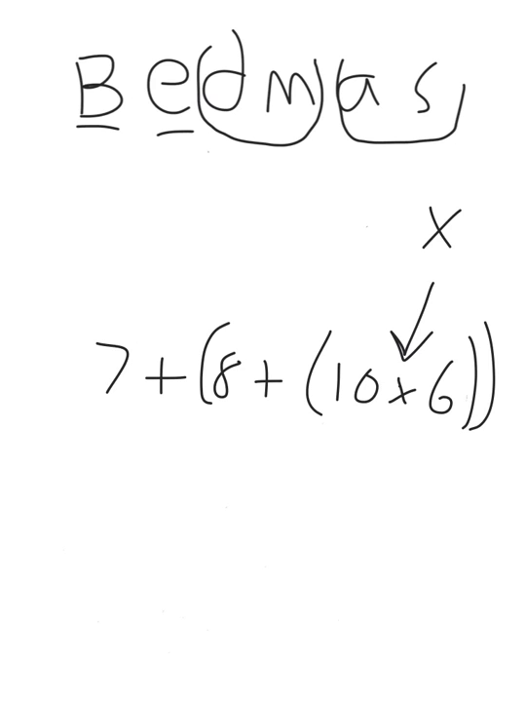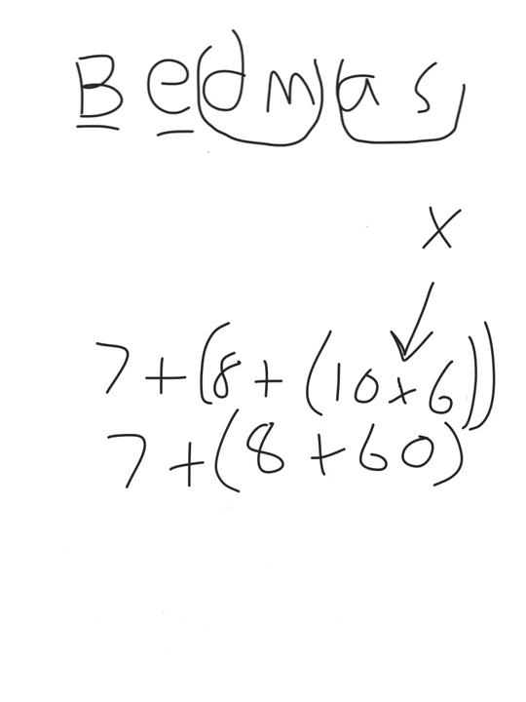Okay, now I'm following BEDMAS. Brackets, okay, I have 2 sets of brackets. So I'm looking at the outer set first, and yes, there's another set inside, so I'm going to go to the inside ones. It looks like a 16, but it's 10. 10 times 6 is 60, so I'm rewriting. That 8 plus 60 is still in the brackets, so I'm going to do that next. 8 plus 60 is 68, and 7 plus 68 is 75.